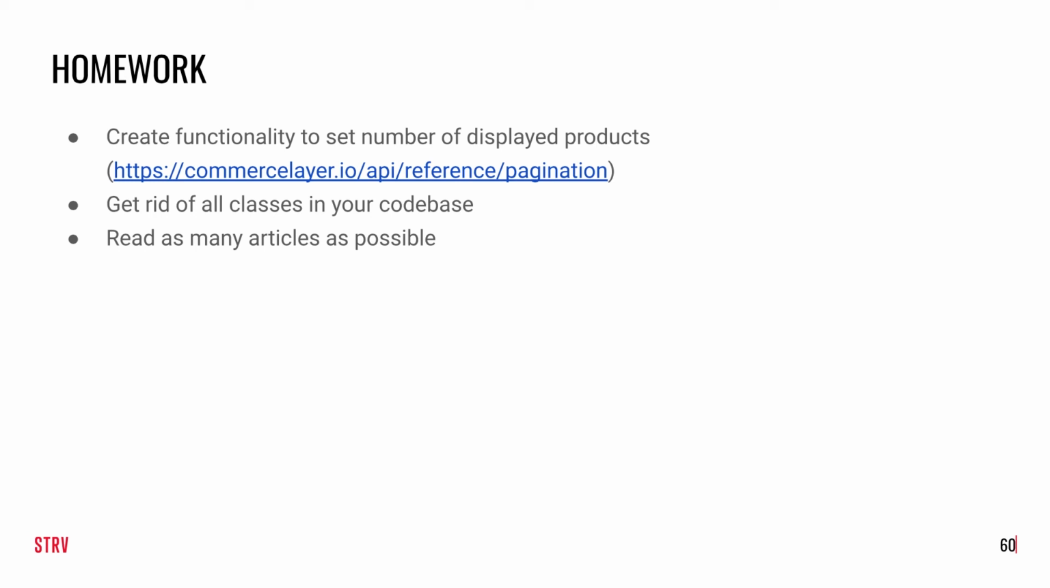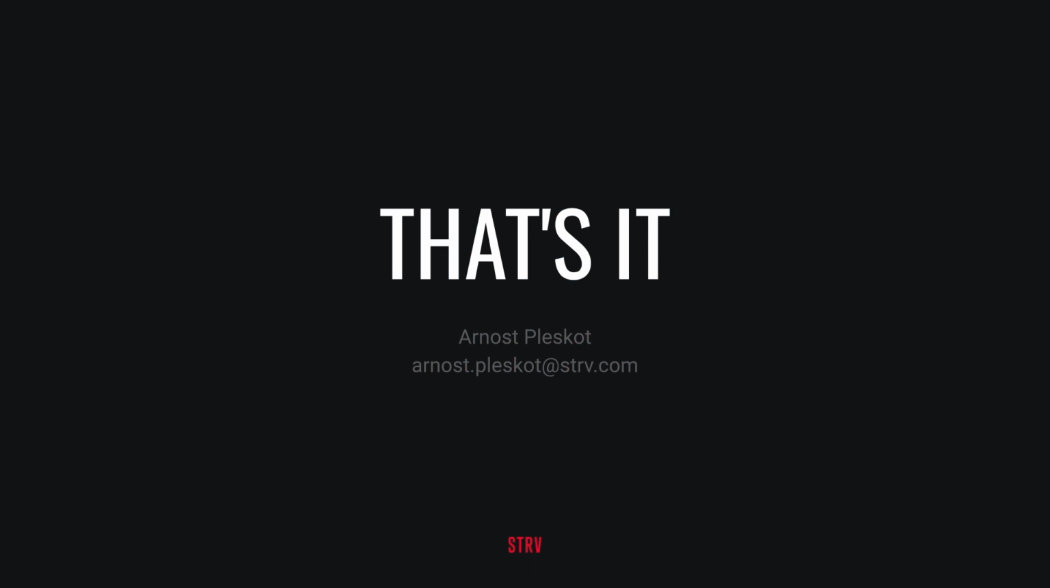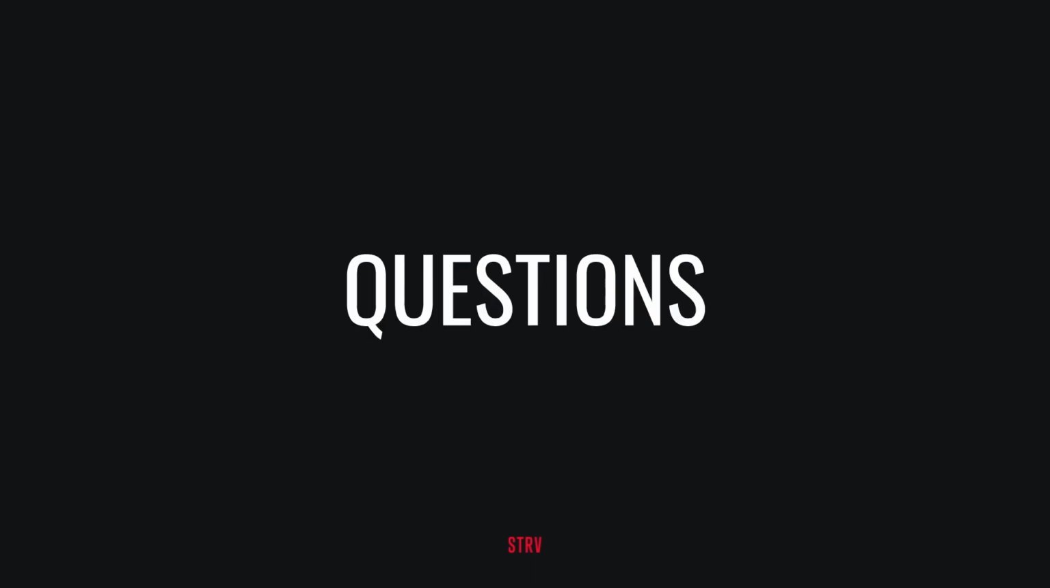And yeah, what should be your homework? Well, as Peter mentioned, you should try to use as much functional approach as possible. Then try to create functionality to set the number of products you will see on each page. Commerce Layer has an API for it, so check this pagination documentation. It's shown there how to do it. And then get rid of all classes in your code base and read as many articles as possible from those lists I provided. So that's it.